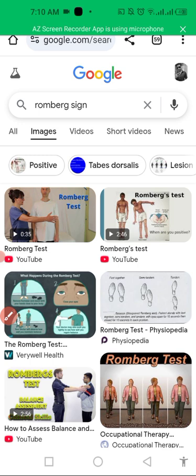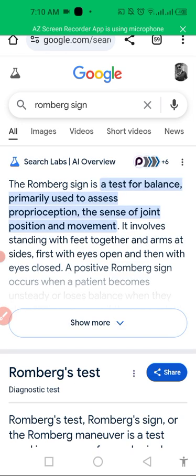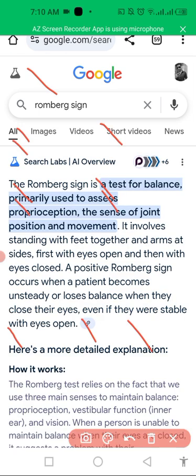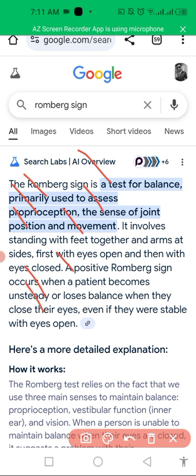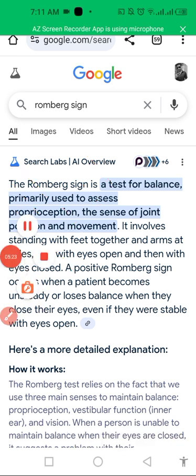So in this way, it is tested to assess balance, proprioception, and sense of joint position and movement. With a positive Romberg sign, the patient becomes unsteady and loses balance when they close their eyes. So in this way, the Romberg sign becomes positive.